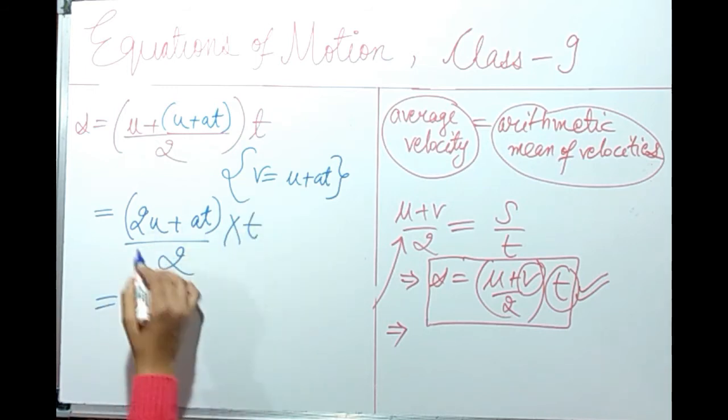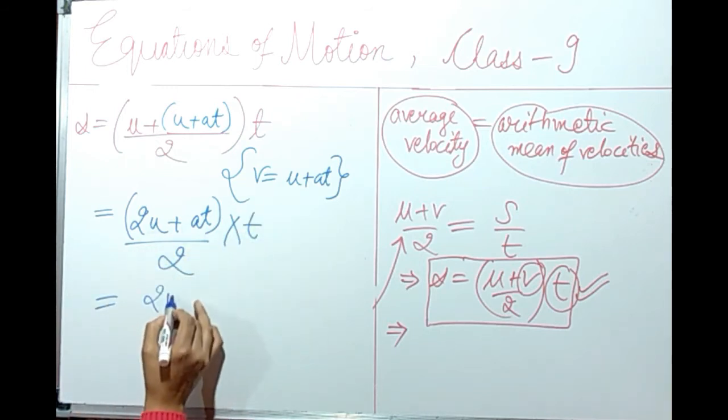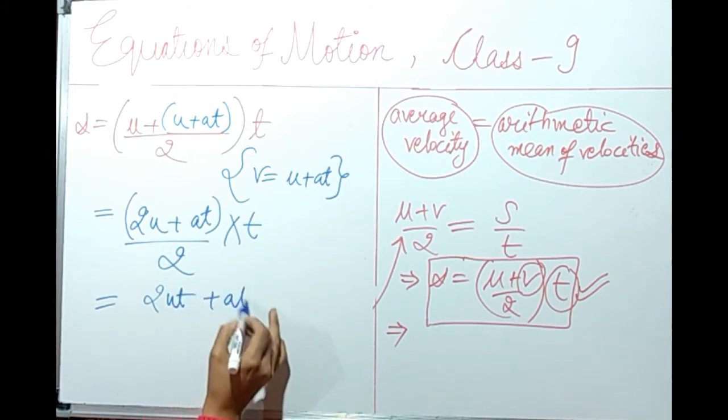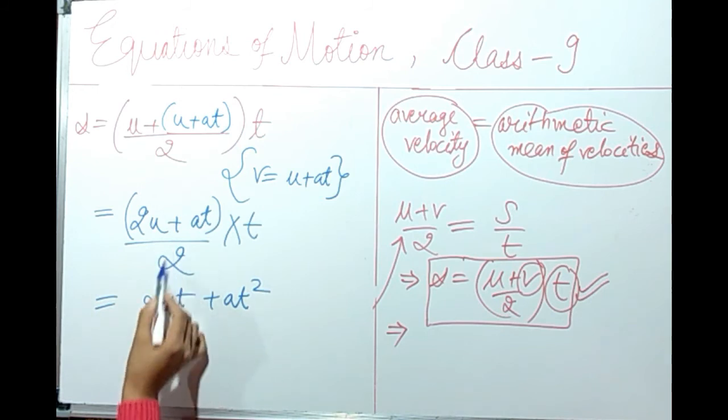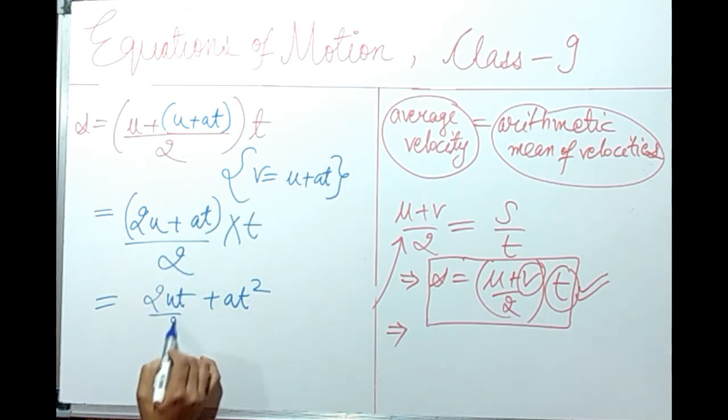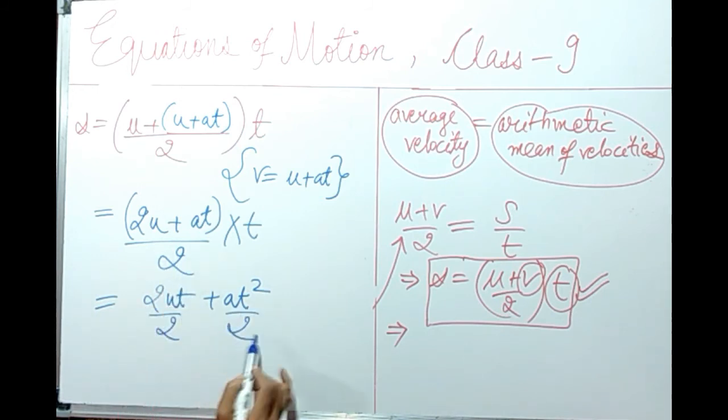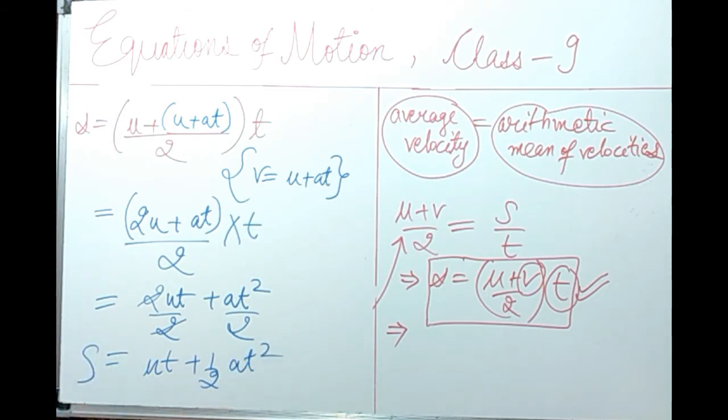Take this t inside: 2ut plus at square, and also split this denominator, 2 upon this also, 2 upon this also. 2 cancels out, this becomes ut plus half at square. S equal to ut plus half at square. This is our equation number 2.